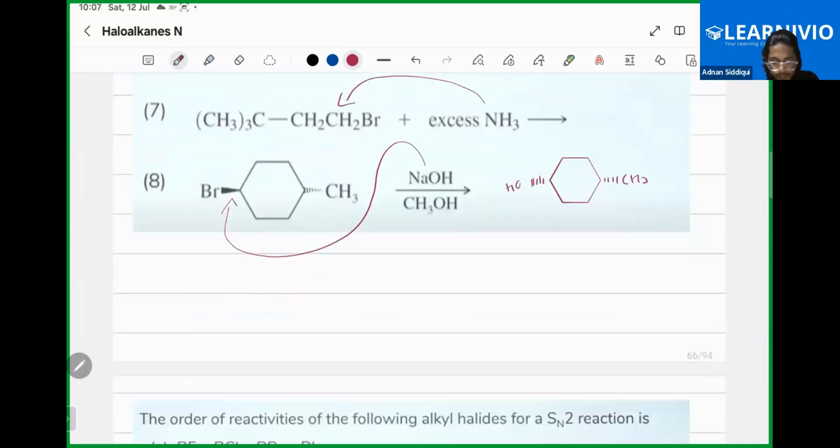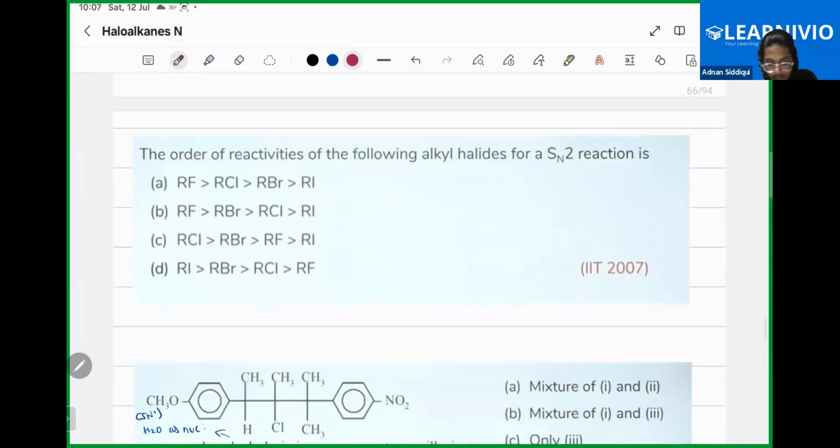Again, this is a question, which one of these will have the fastest, like highest reactivity? You have to think about the aprotic solvent. In aprotic solvent, what is happening? Try to think about it, like which one will have the fastest? Iodine will be the fastest. D1, right?